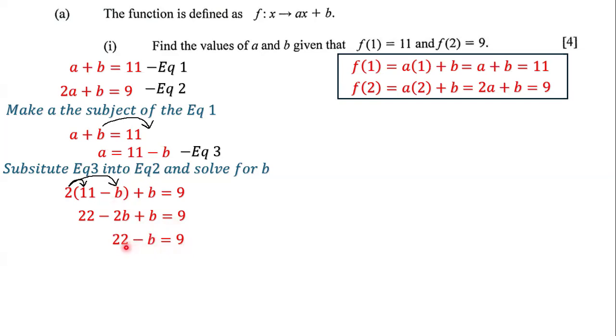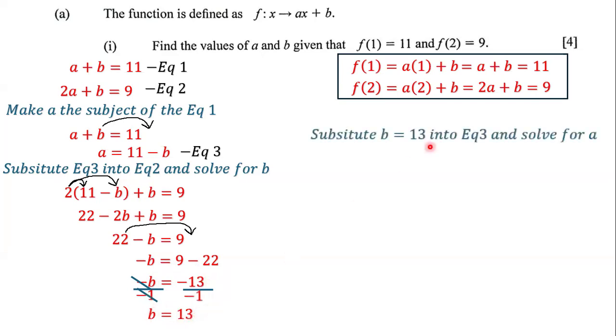We're going to take this 22 and send it over the equal sign. It was a positive 22; when we send it over, it becomes a negative 22. So we have negative b is equal to 9 minus 22, and 9 minus 22 is definitely negative 13. So negative b is equal to negative 13. We divide both sides of this equation by negative 1, so b is equal to positive 13. That's what b is.